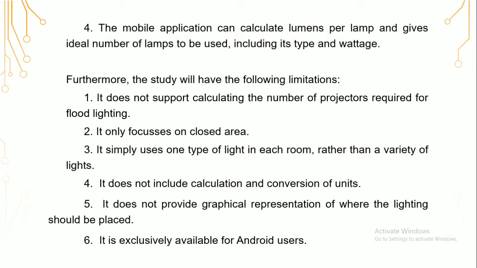The mobile application can calculate lumens per lamp and gives ideal number of lamps to be used, including its type and wattage. Furthermore, the study will have the following limitations. It does not support calculating the number of projectors required for flood lighting. It only focuses on closed area. It simply uses one type of light in each room rather than a variety of lights. It does not include calculation and conversion of units. It does not provide graphical representation of where the lighting should be placed. And lastly, it is exclusively available for Android users.